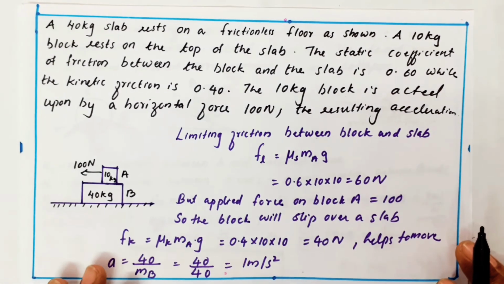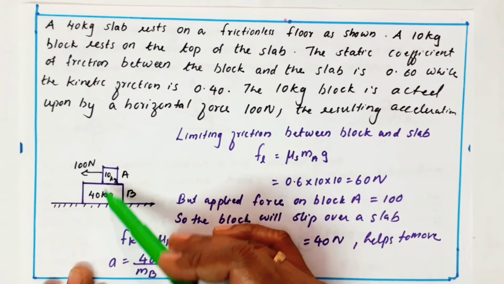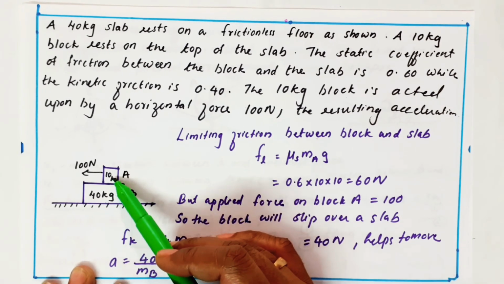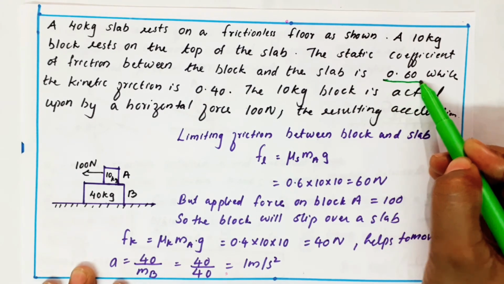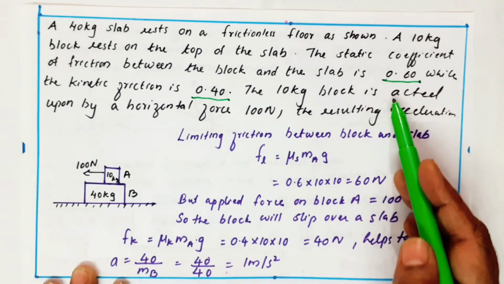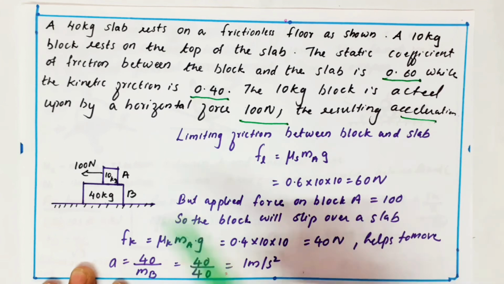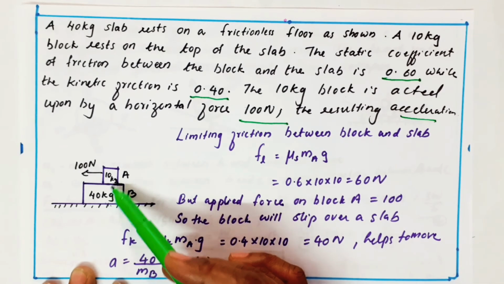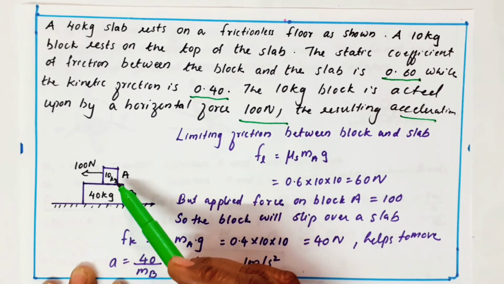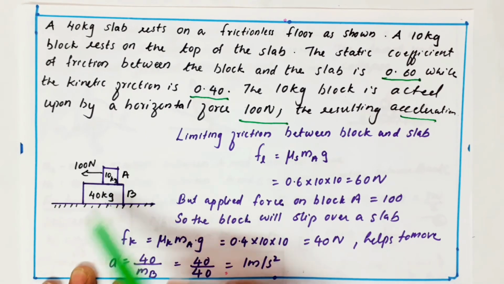See the next question. A 40 kg slab rests on a frictionless floor as shown in the figure. A 10 kg block rests on the top of the slab. So like this, 40 kg and 10 kg. The static friction coefficient is 0.60 and the kinetic friction coefficient is 0.40. The 10 kg block is acted on by a force of 100 Newton. What is the acceleration? This is a smooth surface, but here some friction is there. So first we have to find out what the frictional force between the 10 kg and 40 kg should be.